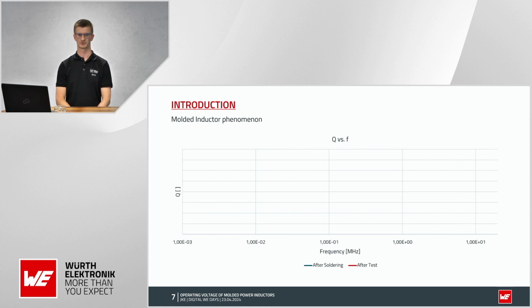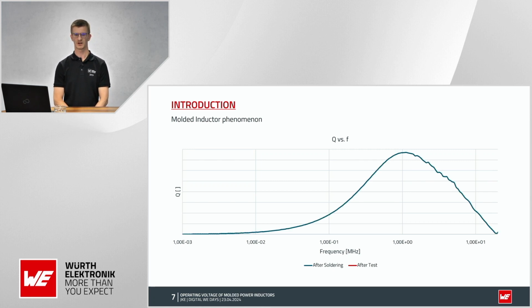So I have here a graph. This is showing Q over frequency. The first graph is called here "after soldering," but actually this is before the test. So we test the parts directly out of the reel for the Q value. Then we solder the parts and check the Q again, just to make sure that the soldering process didn't change any of the Q behavior.